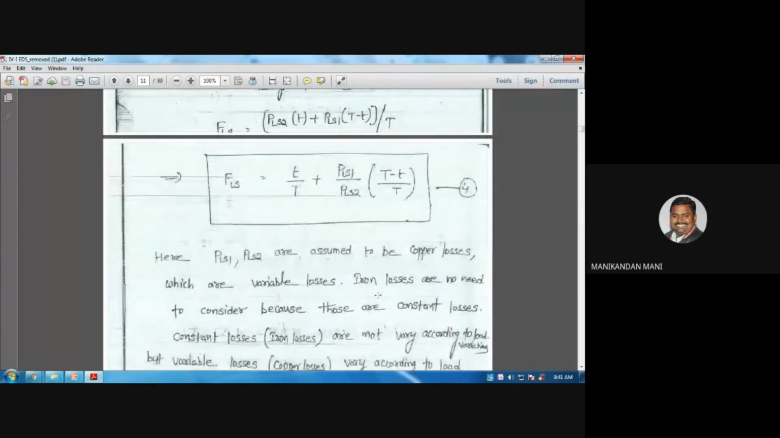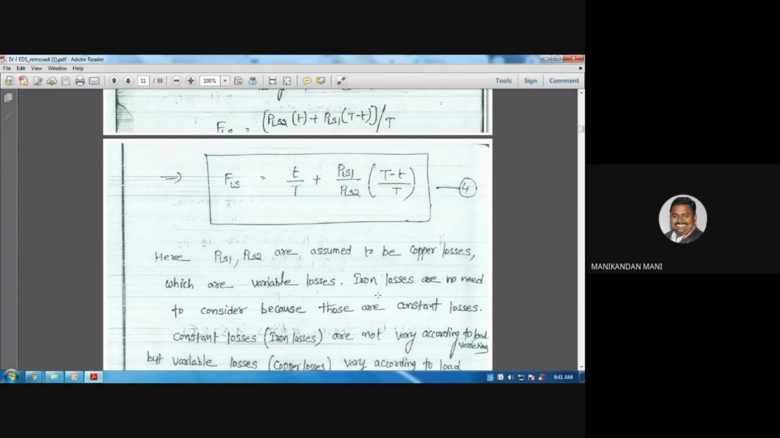So here, what is the conclusion? What is your conclusion? The conclusion in the sense, both the load factor and loss factor, okay, are to be the same. But here PLS1 and PLS2 are assumed to be copper losses, which are variable losses, copper losses, which are variable losses.